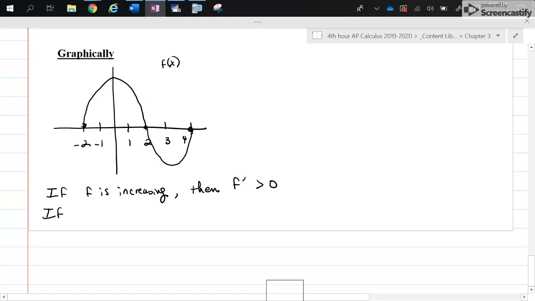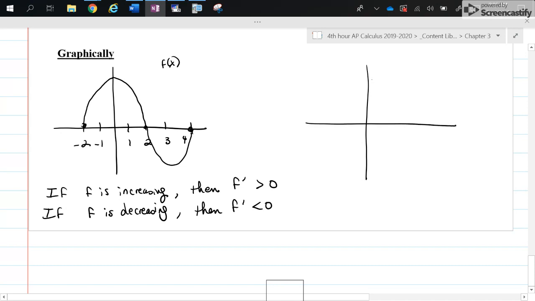And I also see that f is decreasing. The function is decreasing from 0 all the way to 3. So wherever a graph is decreasing, its slope is negative. So I know now that if f is decreasing, then f prime will be negative. So since I know that, I can almost try to draw a graph of my derivative.